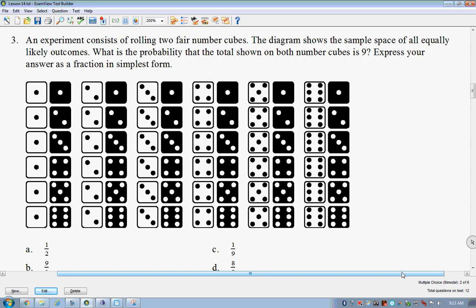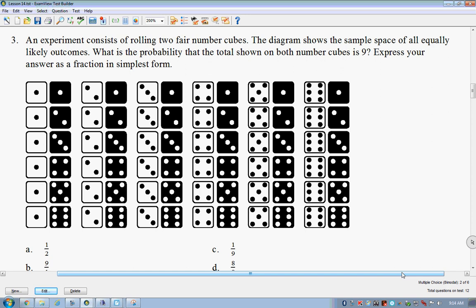It's got to equal 9. Am I missing anything? We got 3 and 6. We got 4 and 5. Yeah, 5 and 4. And the other 6 and the other 3, right? So 1, 2, 3, 4. 4 out of 36. But 4 out of 36 should reduce, right? 1/9 is correct. So do we see how we're going about that? It looks really complicated. It looks like a whole lot of information, but we can still easily solve that, right?